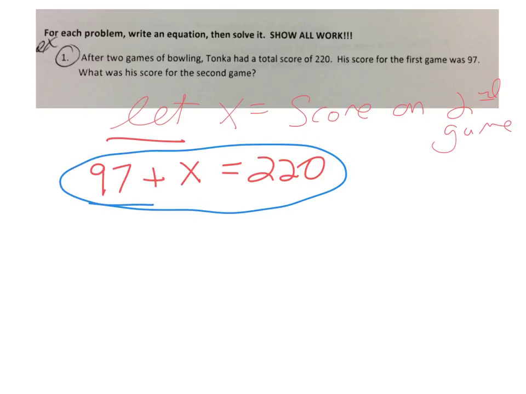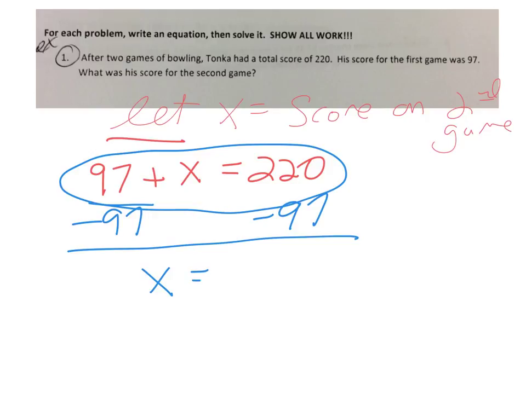So obviously, I'm going to subtract the 97 from both sides, and I'm going to say x equals 123 points. Don't forget to label. That's the last step, is that label. And I do take off points if you forget to label. So again, the second game was 123 points.